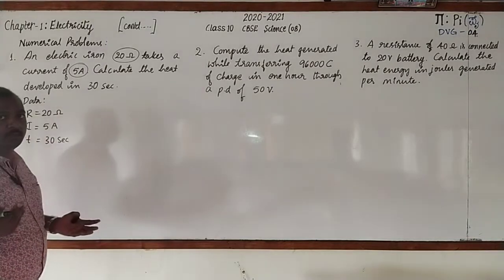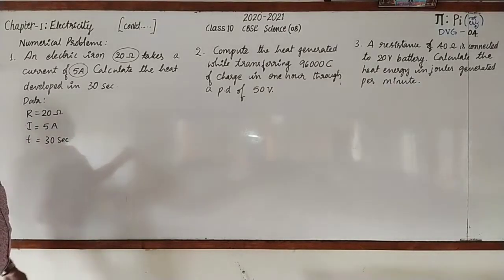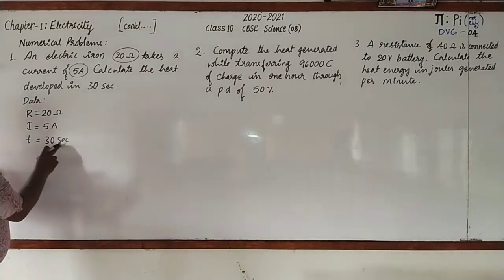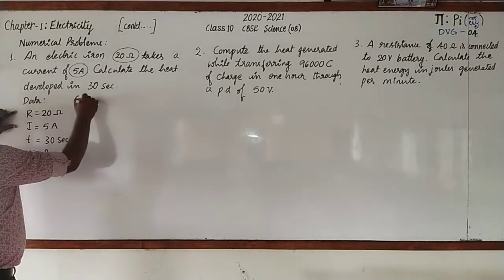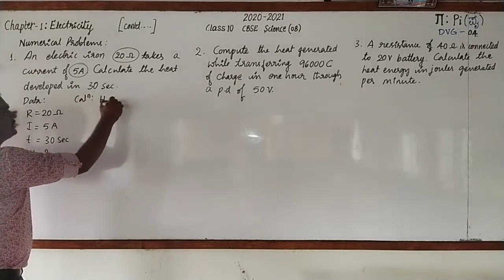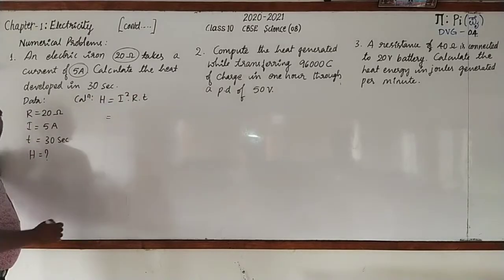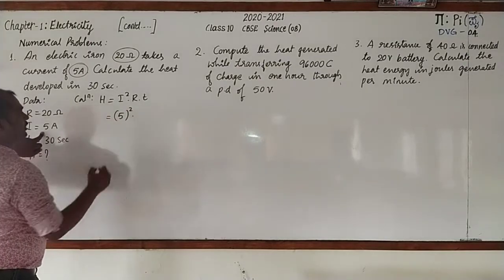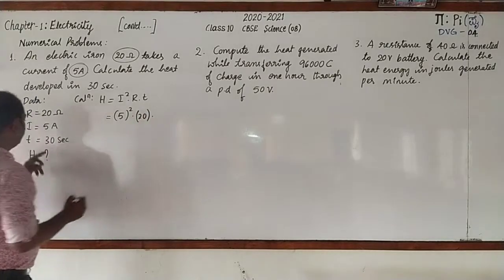Even the time can be given in terms of minutes also, hours also. Under such condition, you have to convert that into SI unit. That is seconds. T equal to 30 seconds. Then you are going to find out H. We have a formula to find out heat generated. That is H is equal to I square into R into T. What is I? It is 5 whole square into R. It is 20 into T.